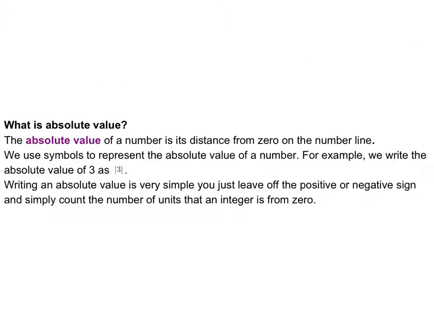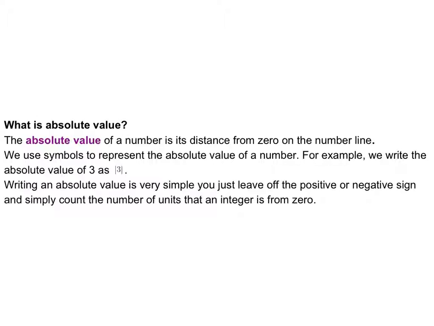We've talked a little bit about absolute value in the past, so this is just a refresher. The absolute value of a number is its distance from 0 on the number line. We use symbols to represent the absolute value of a number. For example, we would write the absolute value of 3 as 3 with absolute value bars on each side. Writing an absolute value is very simple.